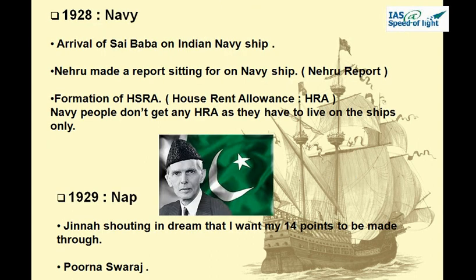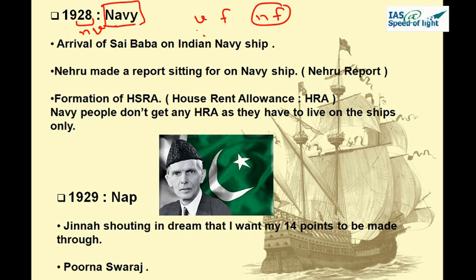Coming to the next year, which is 1928. 28, it is N and 8 is V. 8 is V and F both, but N and F we don't get a good picture, so we get N and V. That is Navy. Now Navy, we have a good picture with us, the ships of Navy or the soldiers of Navy. So arrival of Sai Baba on Indian naval ship. So Indian Navy ship, you see a picture where Sai Baba is coming to India sitting on a ship.